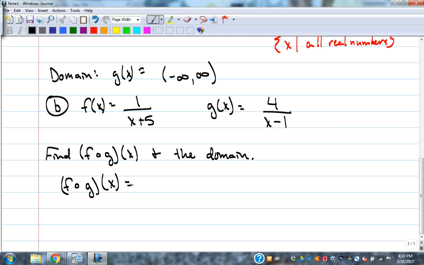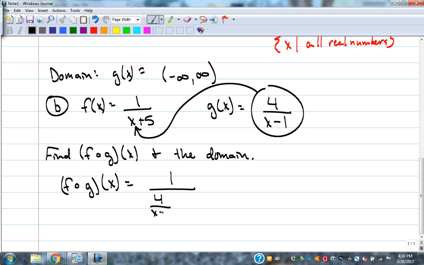And it's a little bit more difficult on the simplifying side of things because we're taking a fraction and putting it inside of a fraction. So that's not the funnest thing in the world, but it is something we need to be able to do. So we're taking this function and replacing x with it. Okay, so 1 over 4 over x minus 1 plus 5. And I'm going to put that in parentheses just so it highlights that it replaced x in the f of x function. We need to simplify that. You can't have a fraction inside of a fraction. That looks bad. So we want to simplify that in an algebra class.